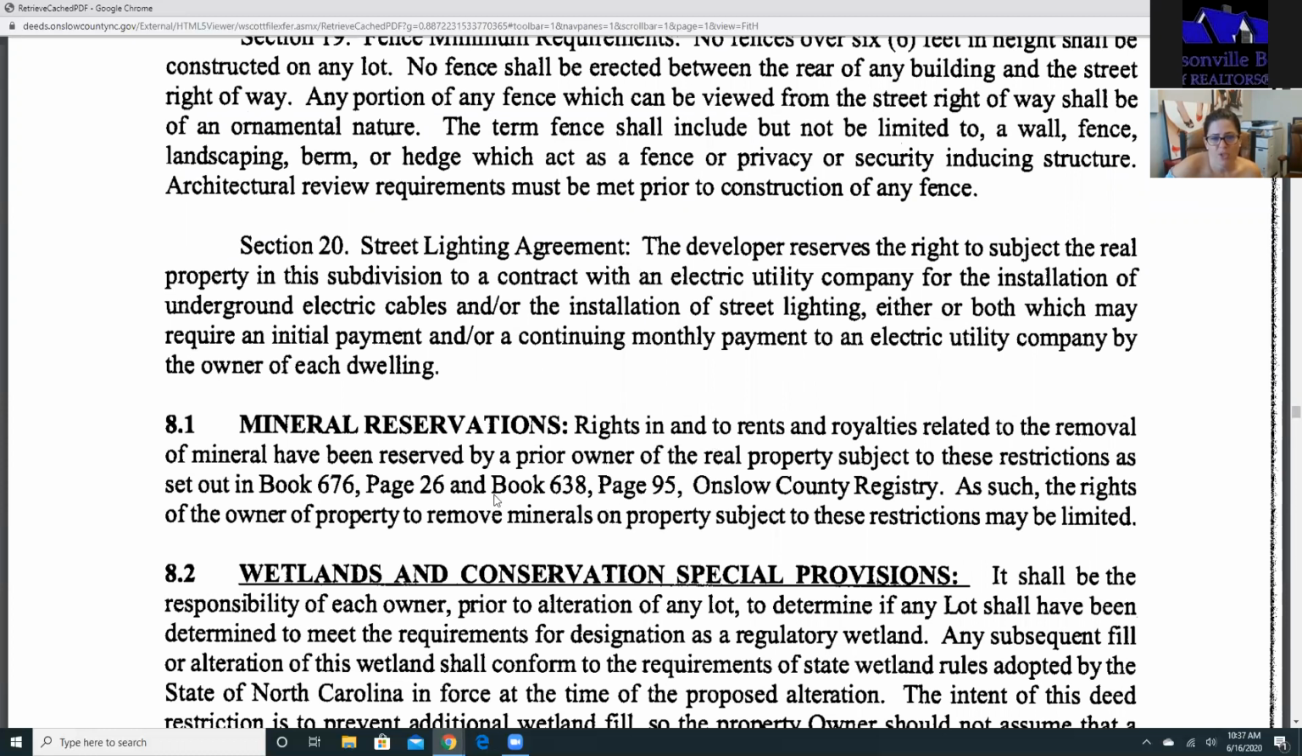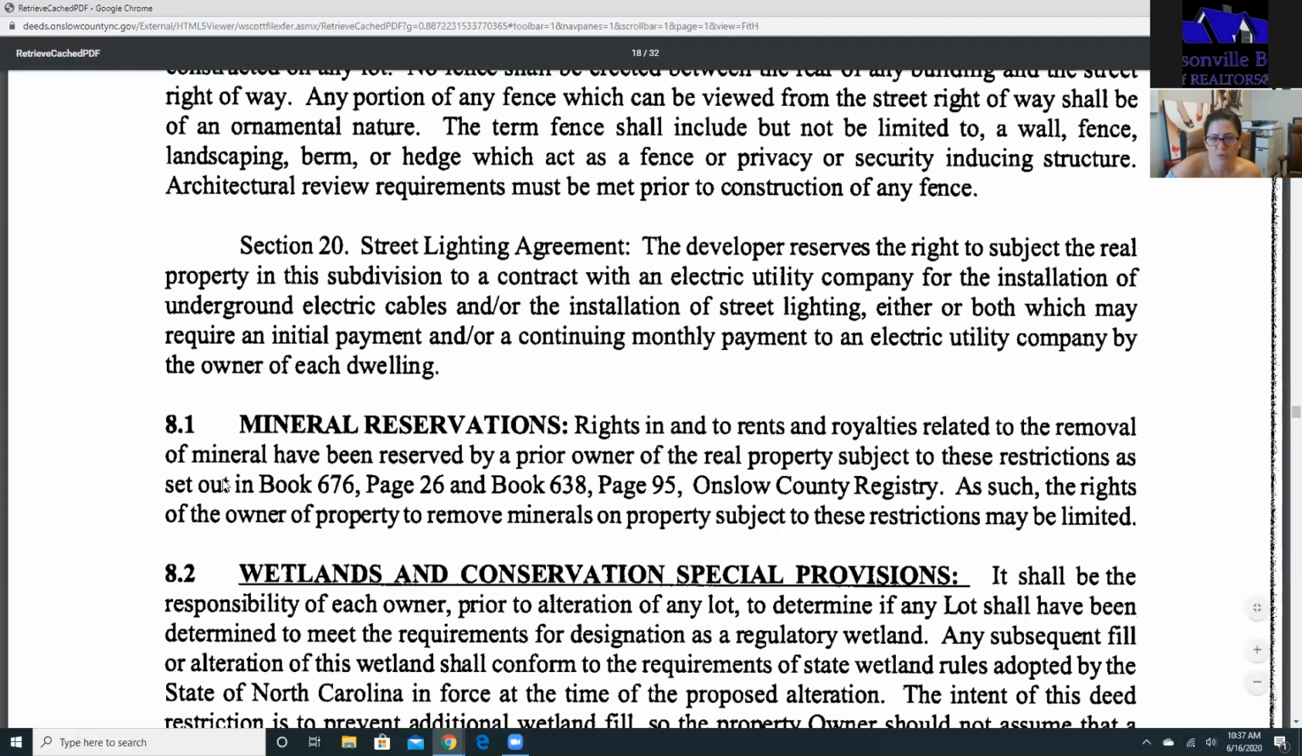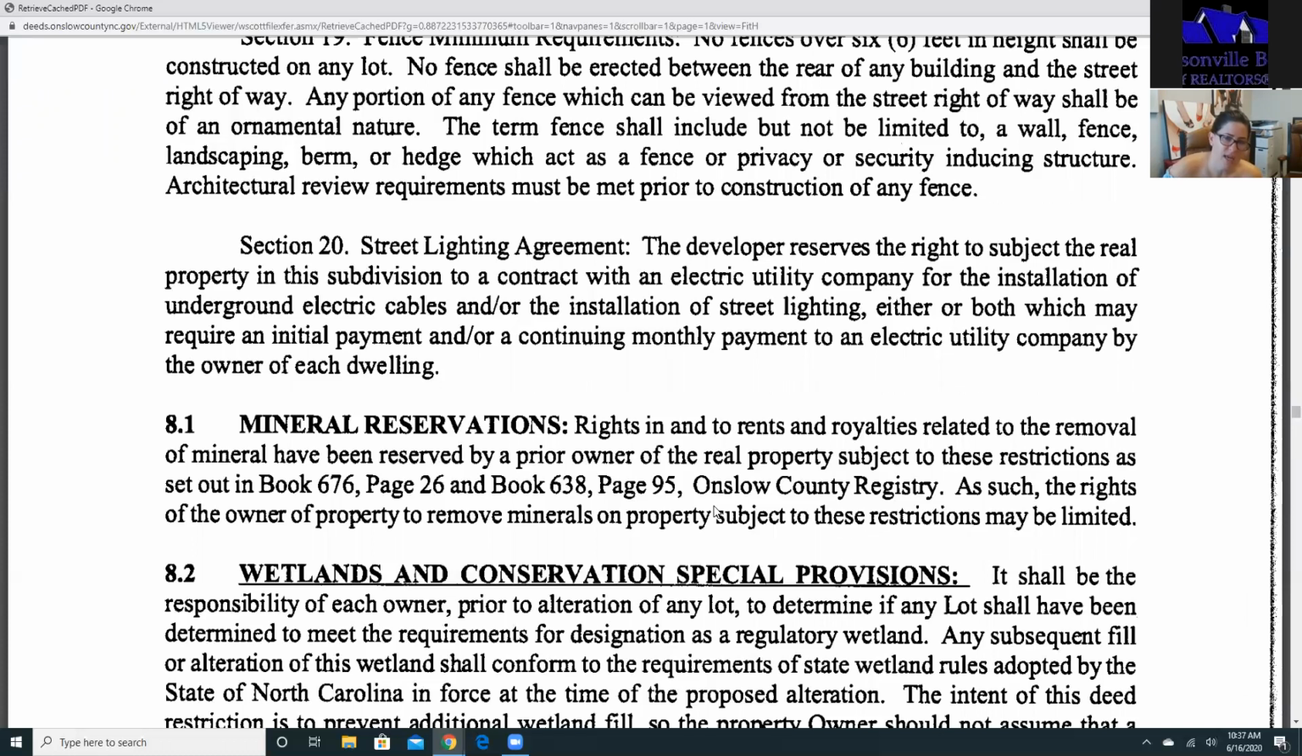Well, this is a big one too. Mineral reservations, even if it wasn't on the deed, so rights in and rents and royalties related to removal of minerals have been reserved by a prior owner. So let's say now you are listing a house in Hidden Oaks and you're filling out that mineral, oil and gas rights, or helping your homeowners fill that out.